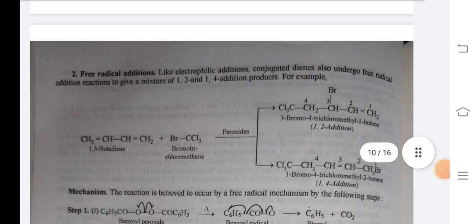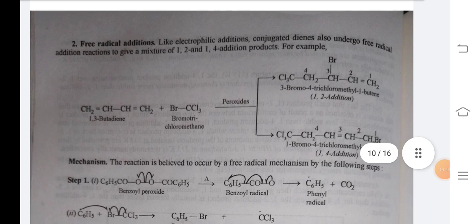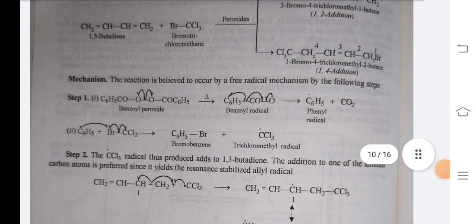Second, free radical addition. Like electrophilic addition, conjugated dienes also undergo free radical addition reaction to give a mixture of 1,2 and 1,4 addition products. Mechanism: the reaction is believed to occur by a free radical mechanism.